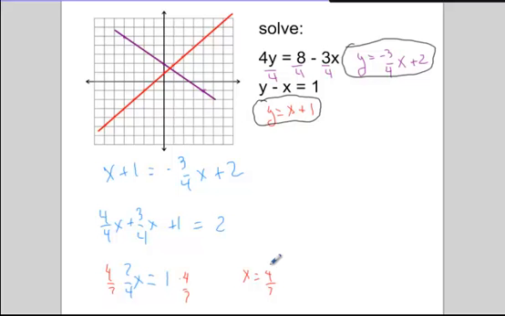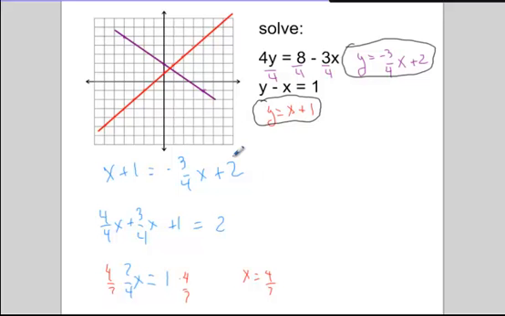Now 4/7 is pretty close to 1/2, but you know what? I never would have guessed 4/7. It never would have crossed my mind. So the graph didn't really give me a good idea of the answer. It's an approximation, but not the actual answer.